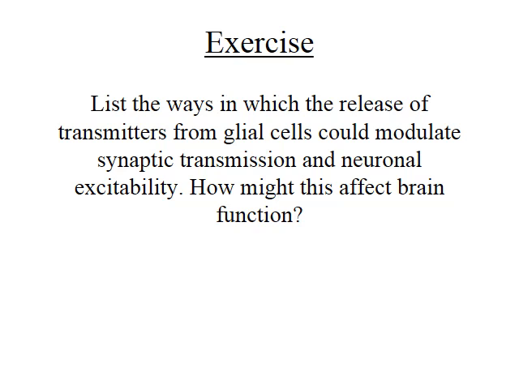We've seen that astrocytes are capable of releasing gliotransmitters by exocytosis, among other mechanisms. And the first exercise we will be doing in class is the following. Our exercise is to list the ways in which the release of transmitters from glial cells can modulate synaptic transmission and neuronal excitability, and also I'd like you to think about how release of gliotransmitters might affect brain function.